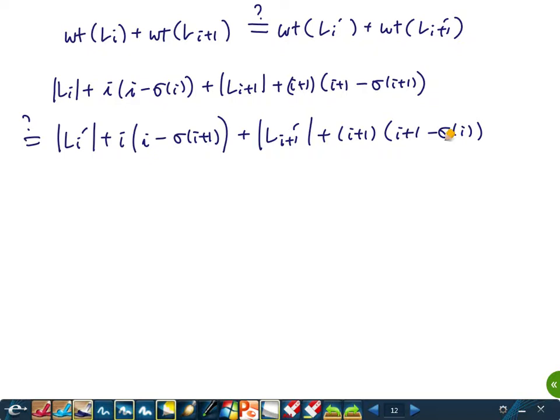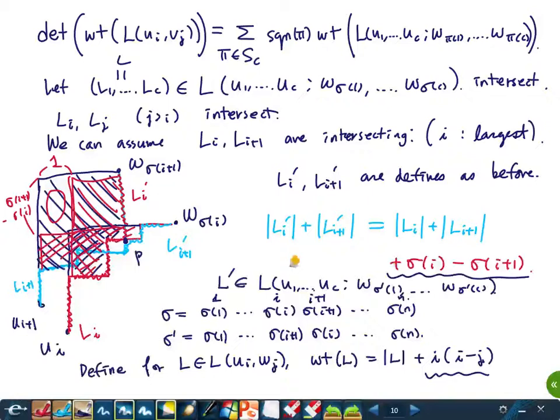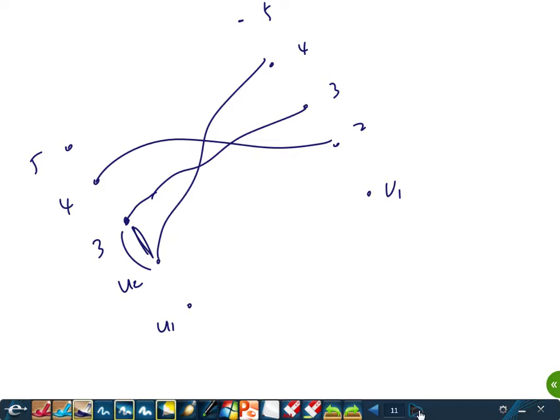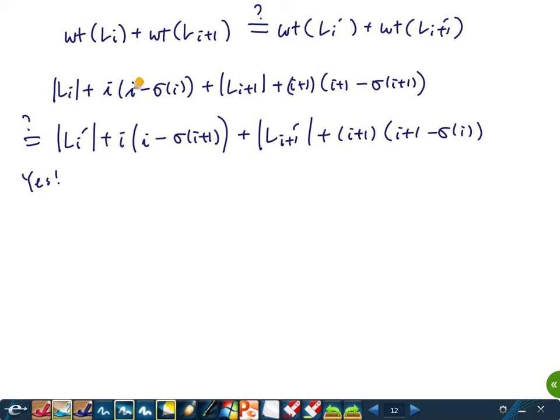But this is true, yes, because of this relation. If you cancel this I plus 1, you can cancel this thing. If you cancel everything, you will get exactly that thing. So it works. It's kind of a very nice idea.